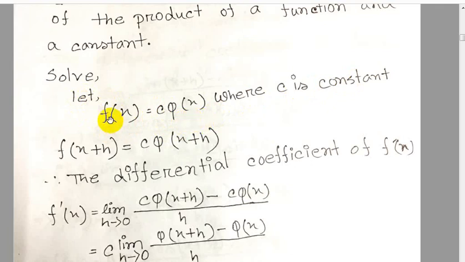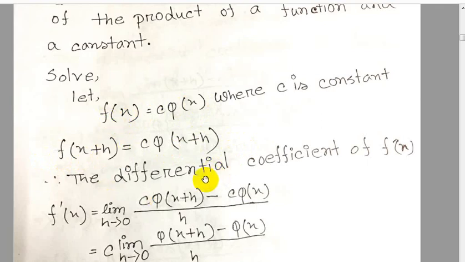So as we have determined f of x, now we can also determine f of x plus h. Here f of x plus h will be c phi of x plus h. We just replaced x by x plus h, since the function of x is phi x, therefore the function of x plus h will be phi of x plus h. So this is f of x and this is f of x plus h. We have determined both the terms.